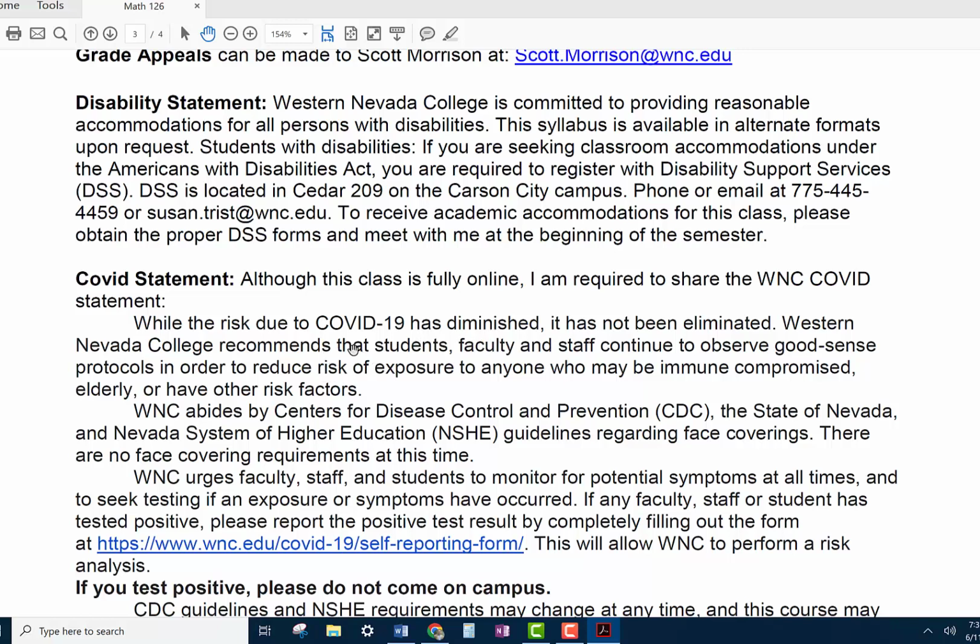This is how you can tell it's not my writing, because I would have put a comma between faculty and the "and," because that's how you write. Continue to observe good sense protocols in order to reduce risk of exposure to anyone who may be immune compromised, elderly, or have other risk factors. That's interesting. They did the comma after the elderly before the "or," but not between the faculty and staff. Okay, whatever.